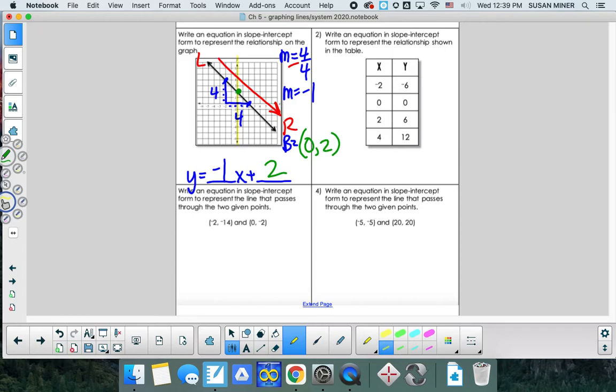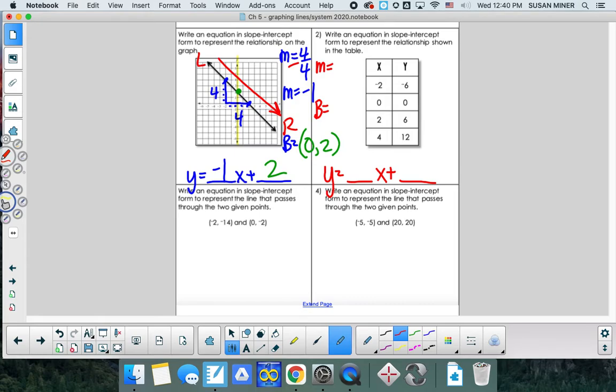Okay, number 2, let's work on this one. Again, the directions say write an equation in slope-intercept form to represent the relationship shown on the table. So my ultimate goal here is to write an equation, y equals blank x plus blank, and fill in those blanks with my slope and my y-intercept. So those are the two things I need to be able to write my equation.